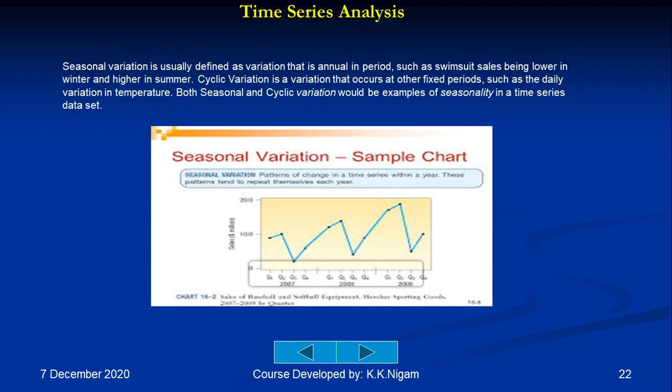Now, seasonal variation is usually defined as variation that is annual in period, such as swimsuit sales being lower in winter and higher in summer. Cyclic variation is a variation that occurs at other fixed periods, such as the daily variations in temperature. Both seasonal and cyclic variations would be examples of seasonality in a time series data set.